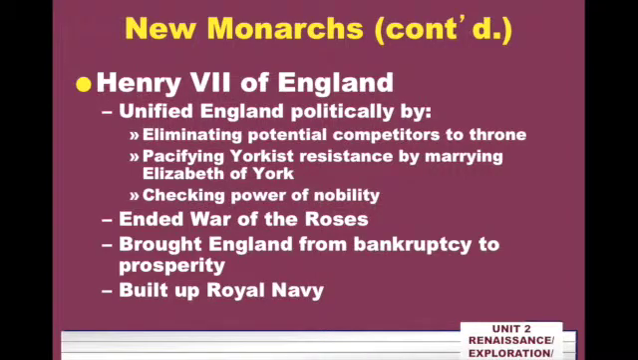Henry VIII of England was also a very strong monarch, one of these new monarchs. He unified England politically by eliminating potential competitors to the throne. He sent away his brothers or killed them, and anybody else that had a claim to the throne. He pacified the Yorkist resistance by marrying Elizabeth of York. So this is the idea that strong families are going to combine to make an even stronger family. That really reduces any kind of competition for the throne.